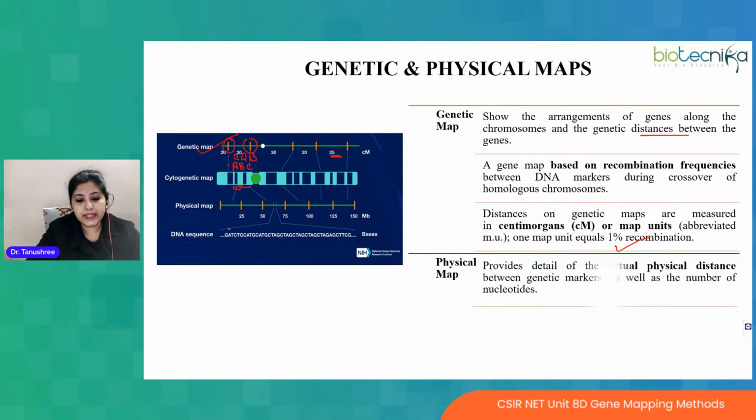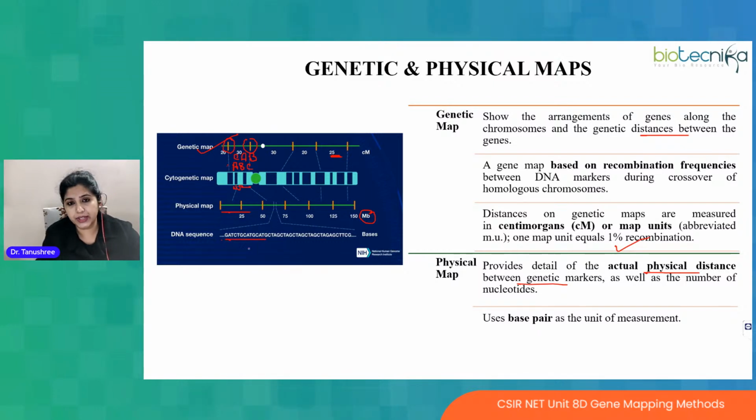On the other hand, physical maps provide you the detail of actual physical distance between the genetic markers. Actually, physical maps are considered more precise, more authentic than genetic maps, because here the actual physical distance between the genes, the markers, is determined. And remember that here base pairs are used as a unit of measurement. So this is a concept that you have to recall while solving this question.